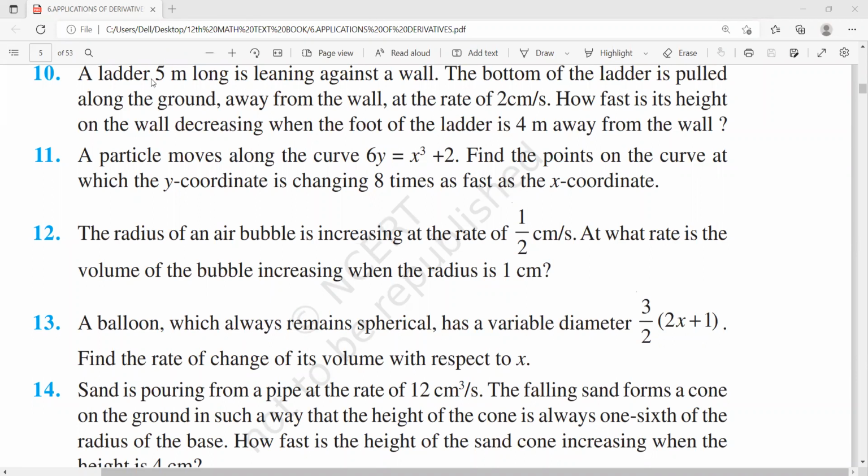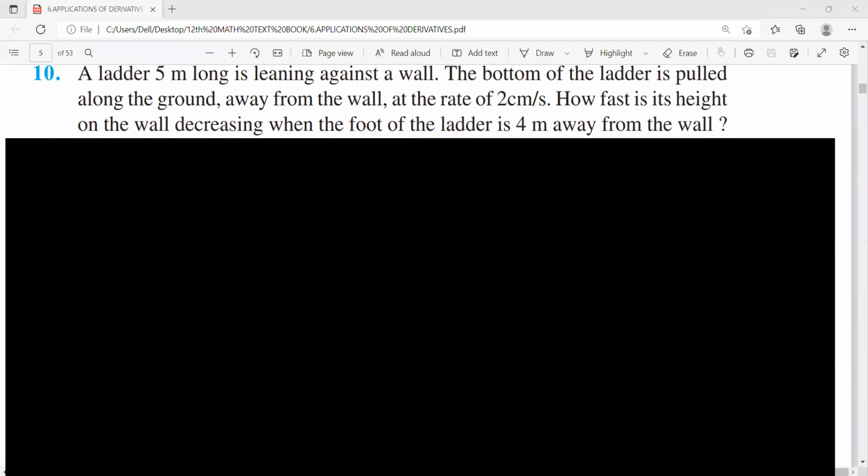So I think you got the diagram and I think you understood the problem also, right? So can you explain it?